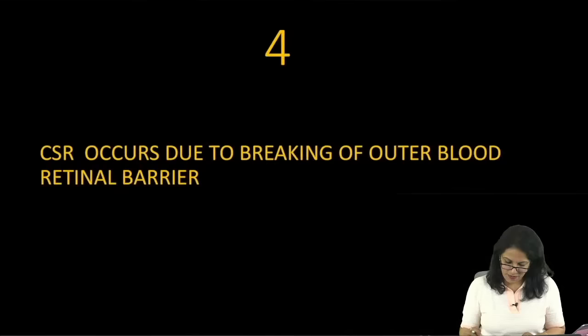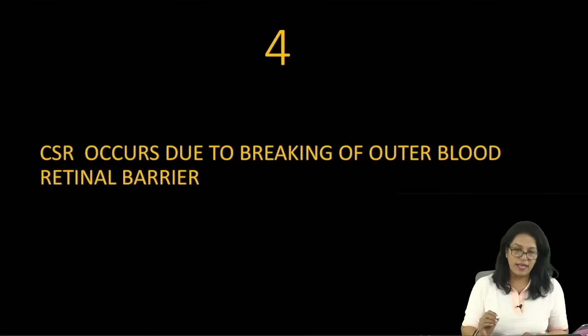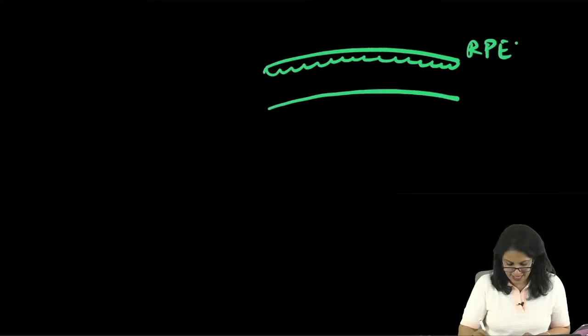CSR occurs due to breaking of outer blood retinal barrier. Are we clear about this? Now, I'm very quickly going to draw this for you all so that you're absolutely clear. If you look at the layers of the retina, outermost is the retinal pigment epithelium. Then there is a gap. This is your subretinal space.